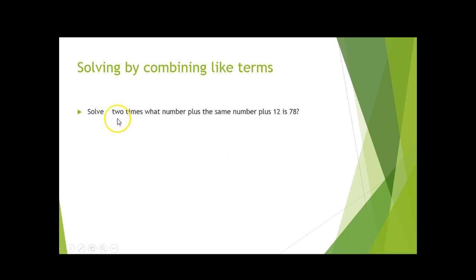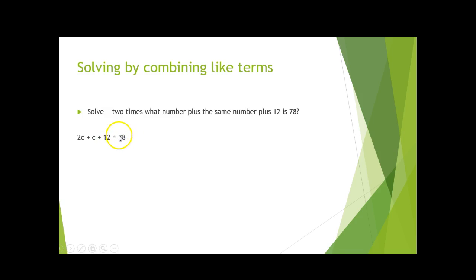So the problem is: solve 2 times what number plus the same number plus 12 is 78. That's going to look like this: 2 times what number plus the same number plus 12 is 78. So in order to simplify this and figure this out, what we need to do is simplify the left side. Imagine the equals and the 78 were just not there right now.